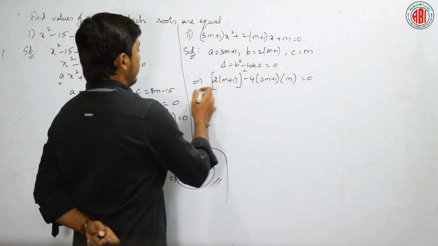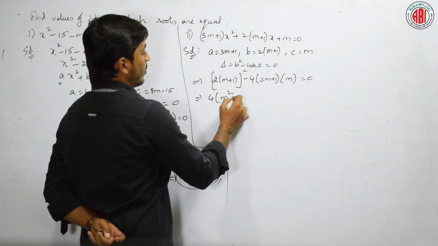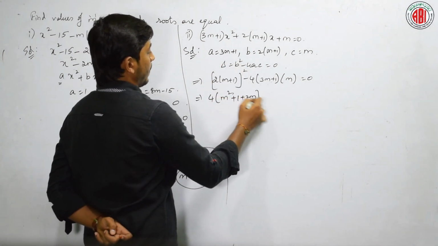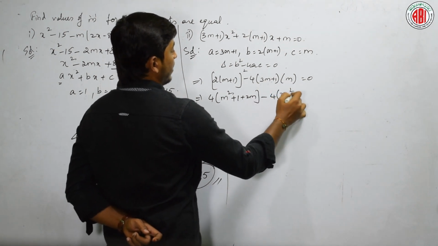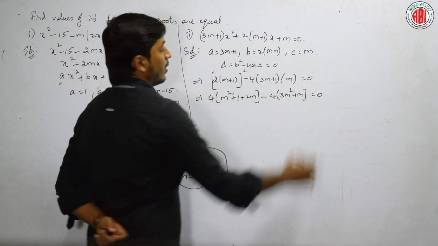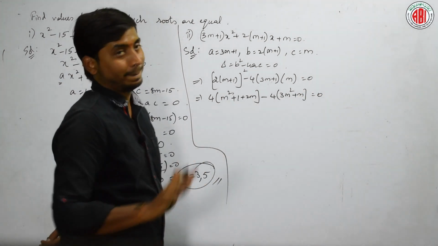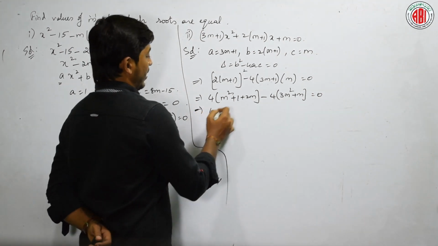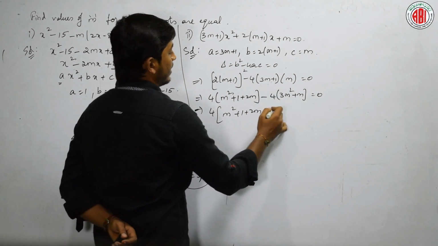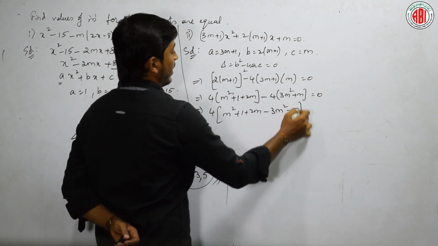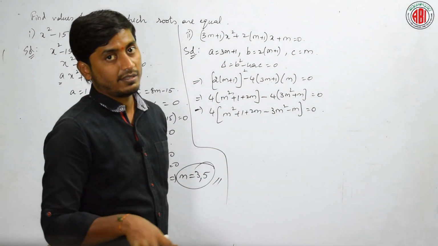Clear? Now, here is 4 into m plus 1 whole square, m square plus 1 plus 2m, minus 4 into, let us multiply these both, 3m square plus m. Okay. If you observe, we can take 4 as common. Done. If I take 4 as common, I will be left with m square plus 1 plus 2m minus 3m square minus m is equal to 0. 4 will go that side, 0 by 4, obviously it is 0.